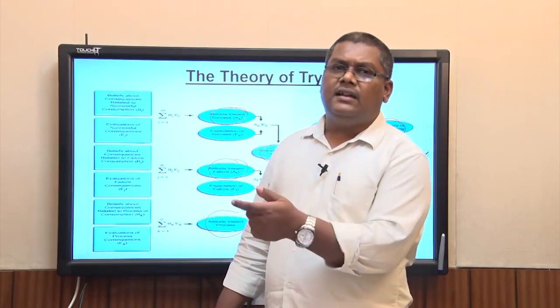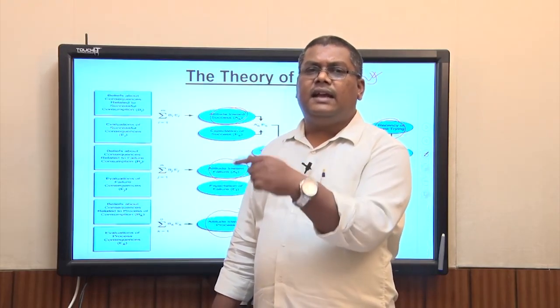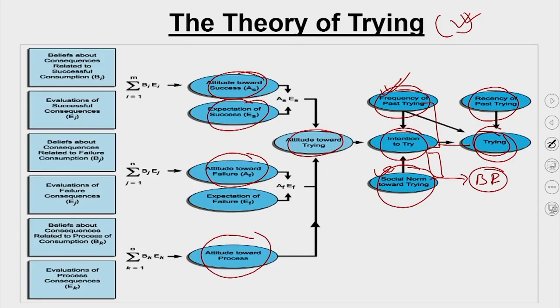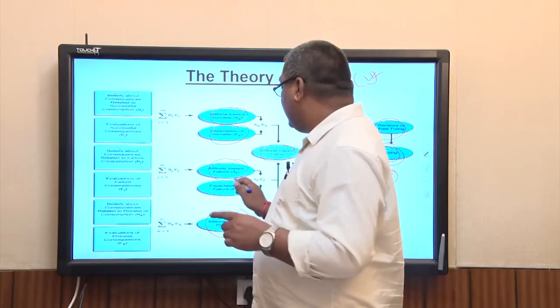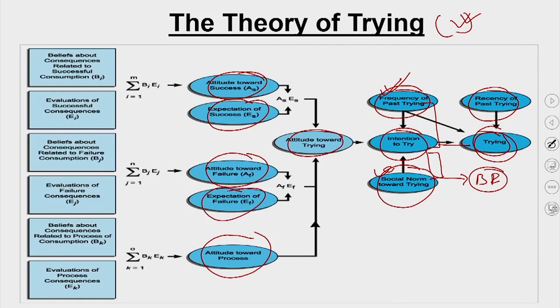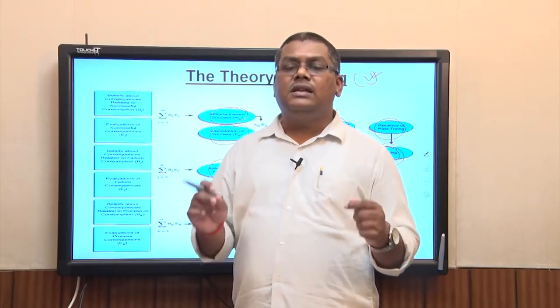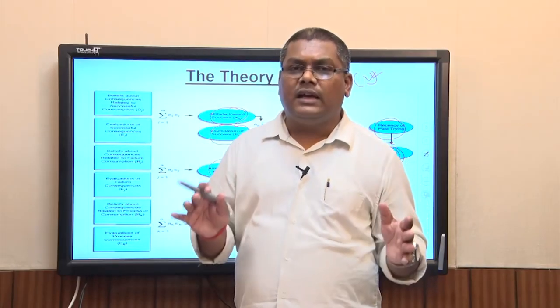First thing, that will decide her attitude towards the gym, and that will decide whether she wants to join the gym or not. And then the second part is how much Sita expects that she is going to succeed in losing weight at the gym if she joins it. The second part of it is how much Sita believes that she is going to fail in terms of losing weight, and the expectation that she is going to fail, and what attitude she has about whether the process of using the gym is going to make her lose weight.